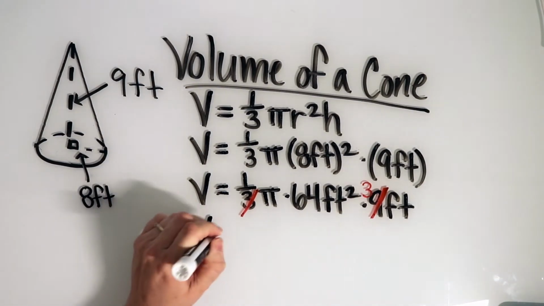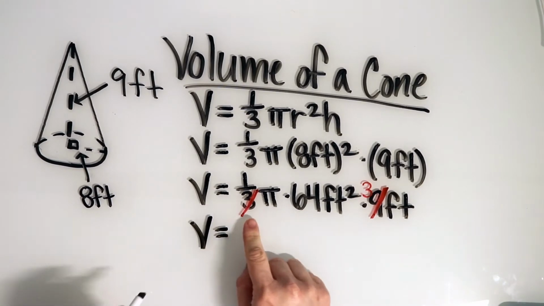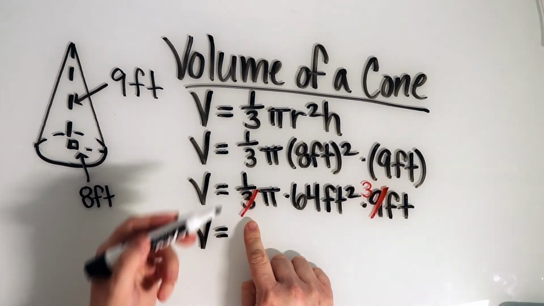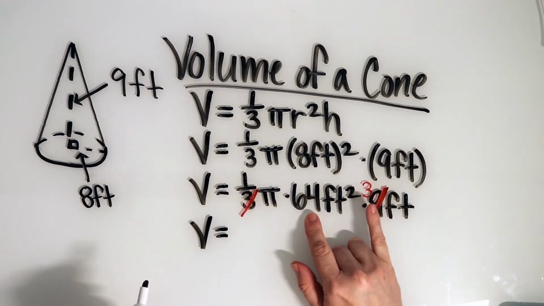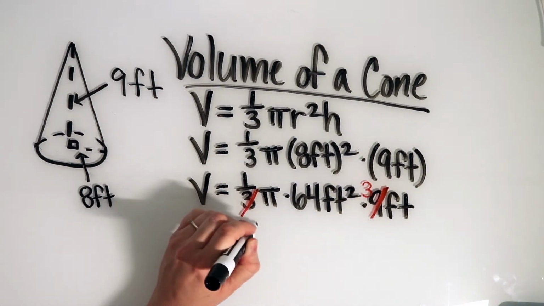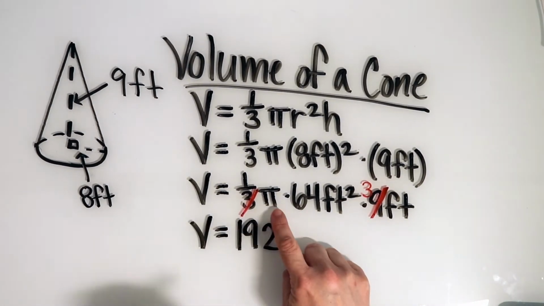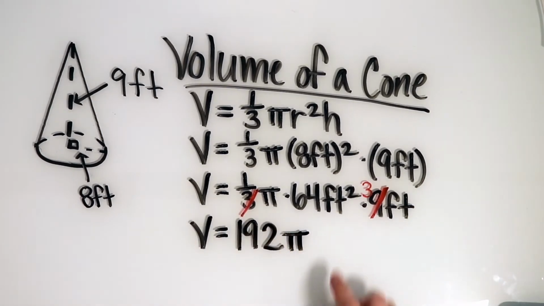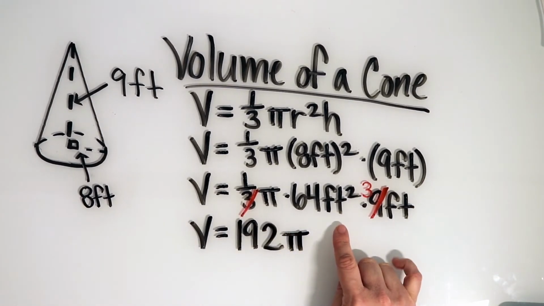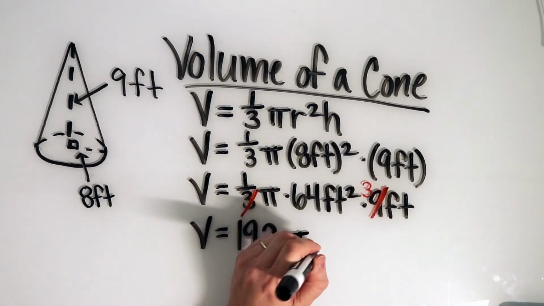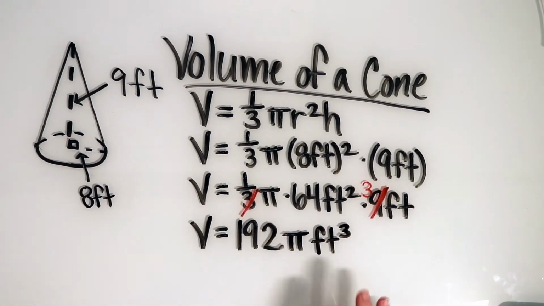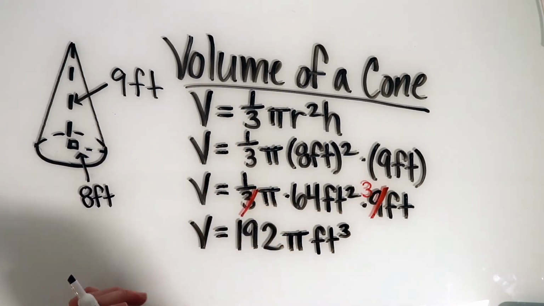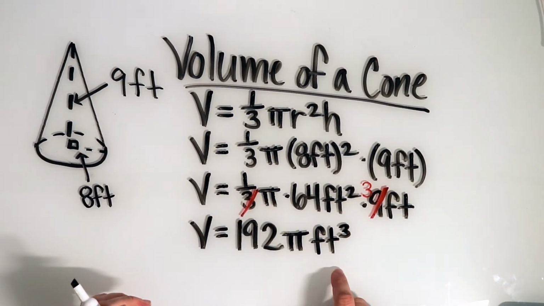All right, so my volume equals, I'm going to further simplify it. This is gone, 1/3, it just leaves me with 1. I have pi, but I'm going to go ahead and do 64 times 3. 64 times 3 will give me 192. And I'm going to bring down my pi. And then I'm going to bring down my measurements, my units, I mean. So here I have feet squared times feet. That will give me feet cubed, or cubic feet. Okay, which is perfect because when you're looking for volume, your units are cubic units.